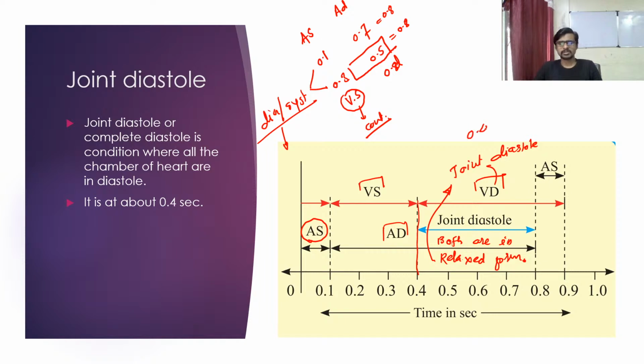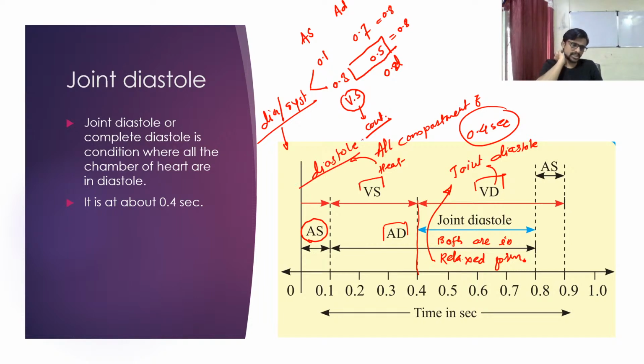It is about 0.4 seconds where all compartments of your heart are in the form of relaxation, or the diastole. Okay, it is very easy to understand and keep in mind. Easy to mug up also, but I will not recommend you to mug up the things. It is a very logical thing.